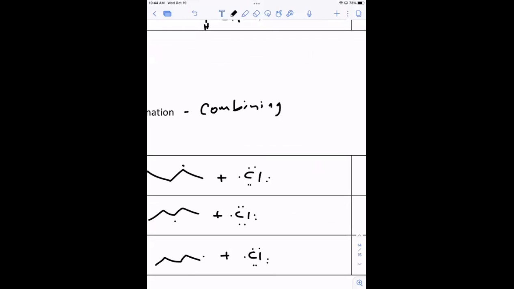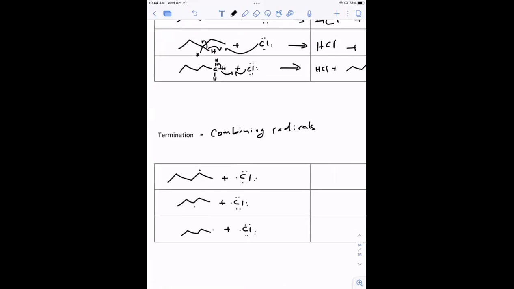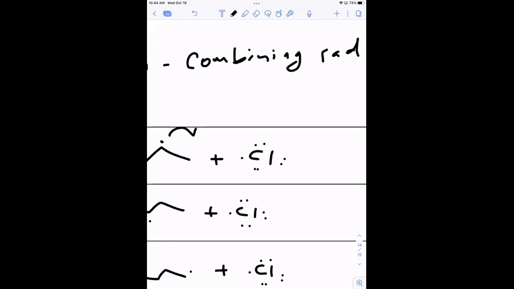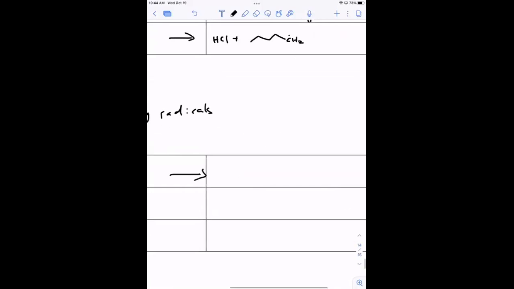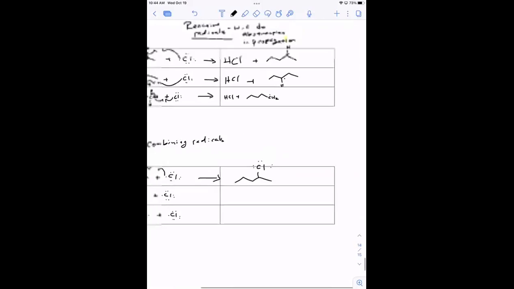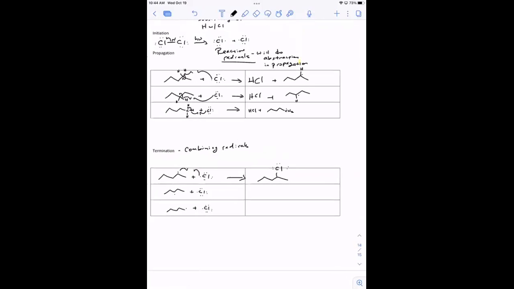Now, what I'm doing in termination is combining radicals, to get to my products. So I want to combine that chlorine with that carbon. How do I show it? I need some arrows, don't I? That's how we talk in organic, using arrows, right? So I'm going to say here, this is going to happen. Is that right? Yes. And then when that does happen, this is my product. Yes or no? Yes.